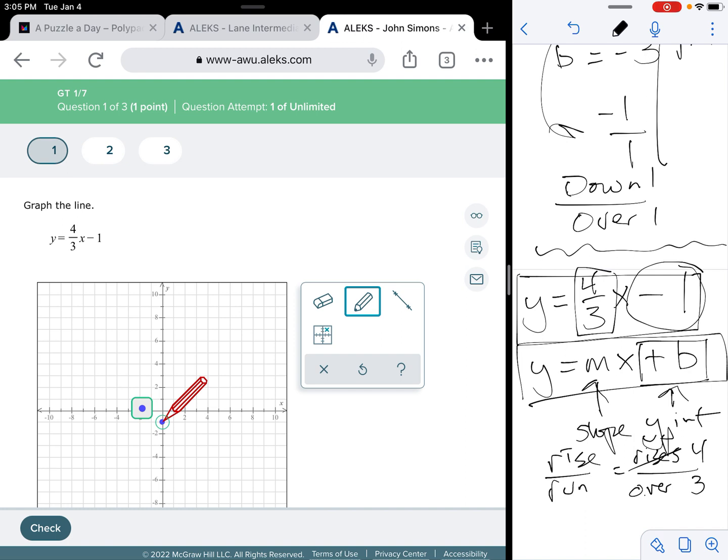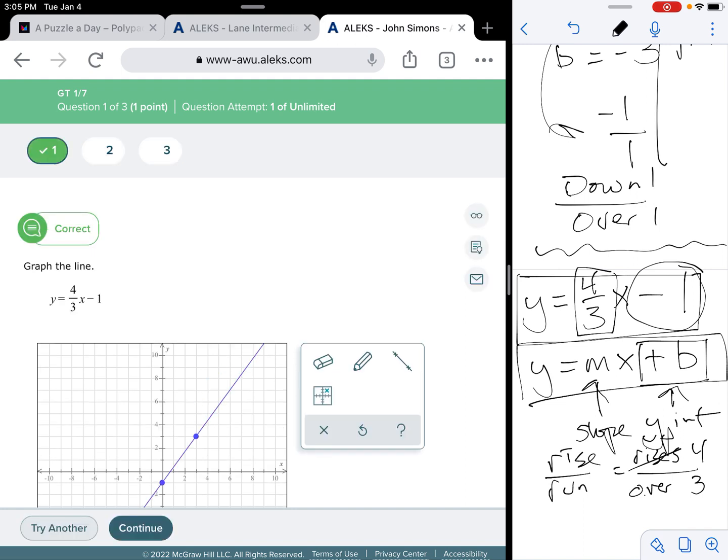You plot your first point, and from that first point you move using the slope number. So we have 4 over 3. We're going to go up 4: 1, 2, 3, 4. Then we go over to the right 3 units: 1, 2, 3. Put your point. Grab your line tool, move it on there, and click check, and away you go. All right, let's try another one.